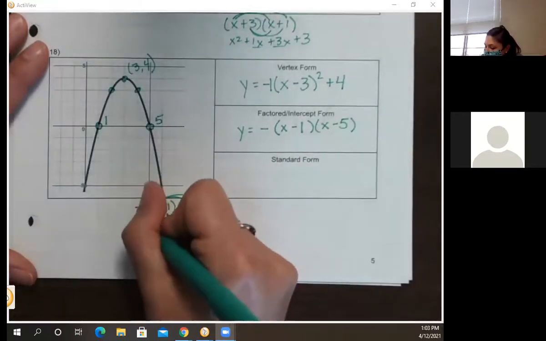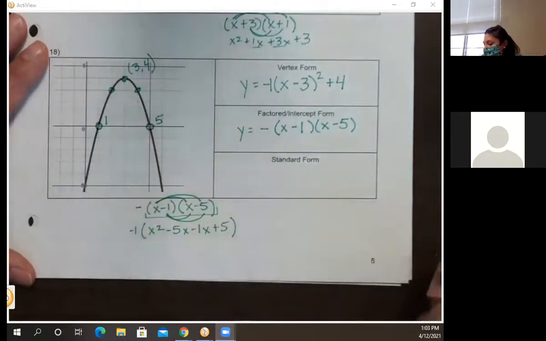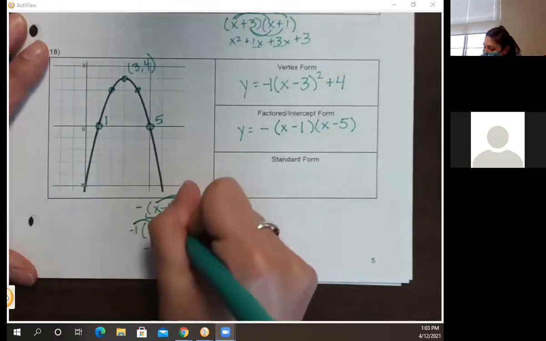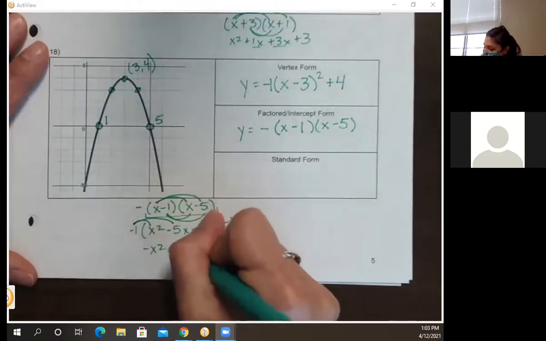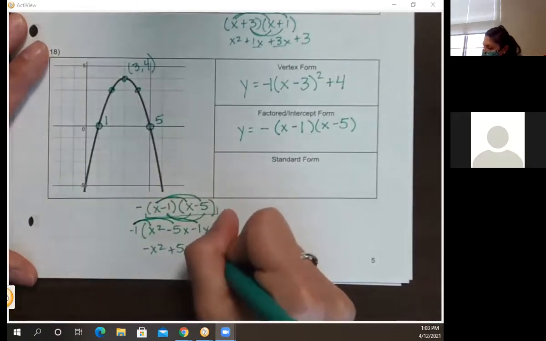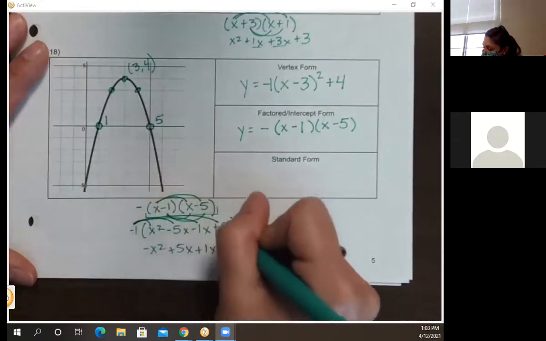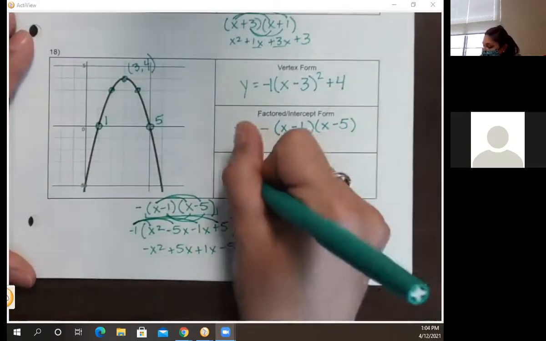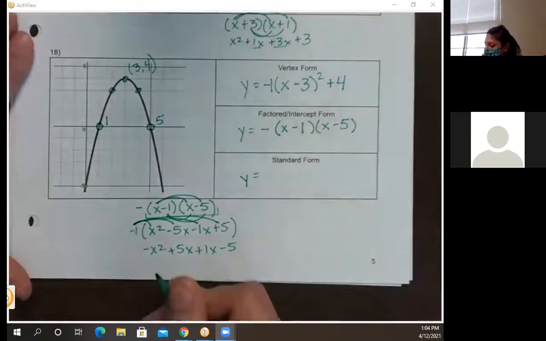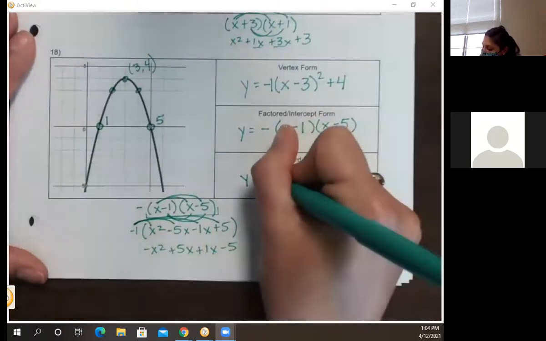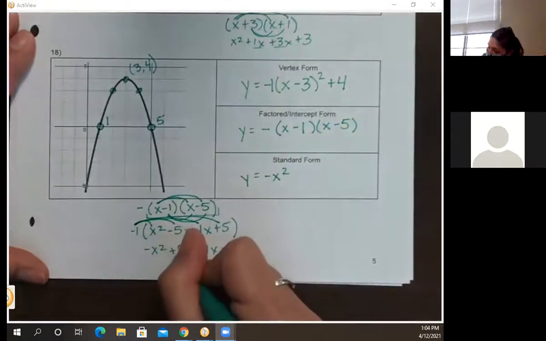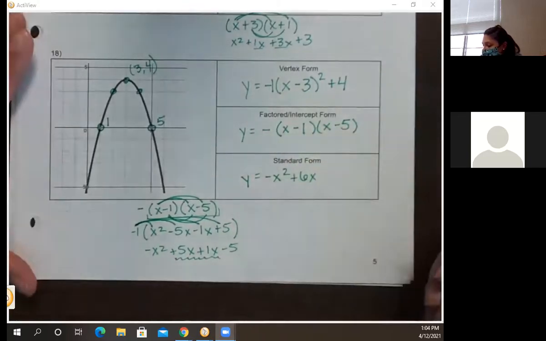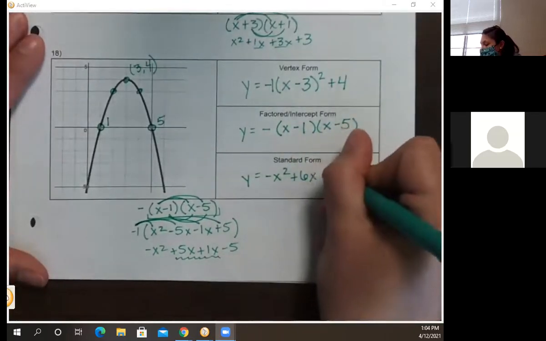And then we need to distribute through that negative 1, that lead coefficient. So when I multiply that through, I've got negative x squared plus 5x plus 1x minus 5. Just changes all my signs. And then for standard form, I need to combine like terms. So here's my only x squared term. So negative x squared plus 5x plus 1x would be plus 6x. And then there's my only constant term, minus 5 there at the end.